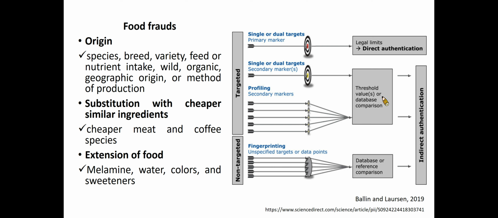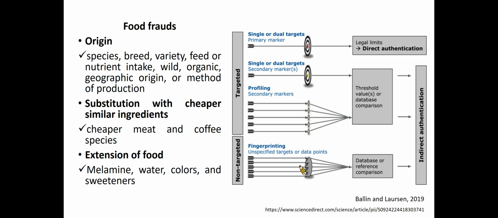This figure graphically presents the principles of targeted versus non-targeted authentication together with a conceptual presentation of primary versus secondary markers. The first horizontal arrows from the left illustrate if single or dual targets, several targets, or unspecified targets or data points are measured. Red and blue bullseyes represent the primary marker. Yellow bullseyes represent a secondary marker.